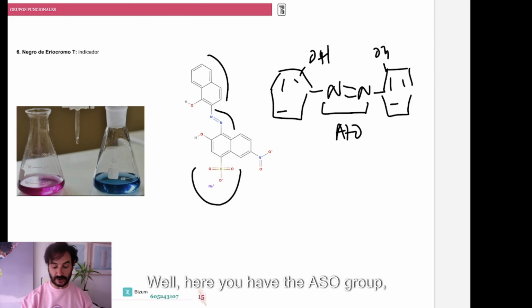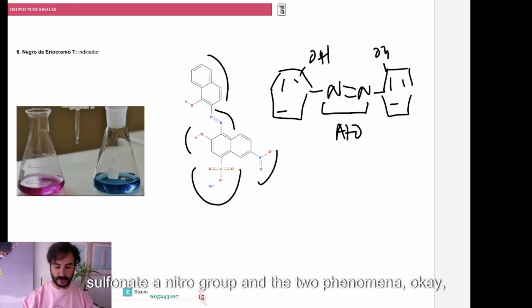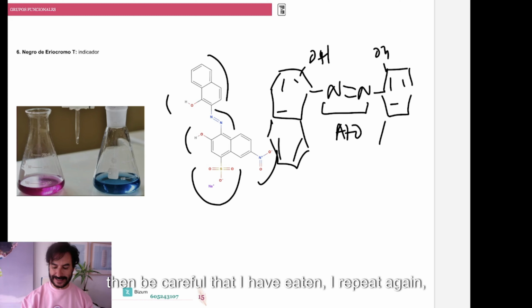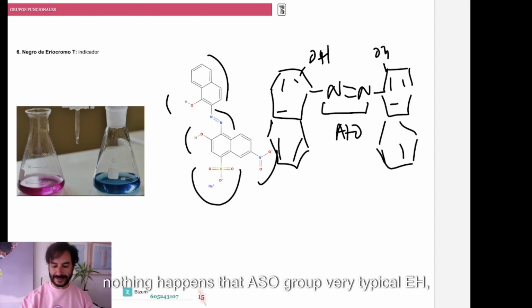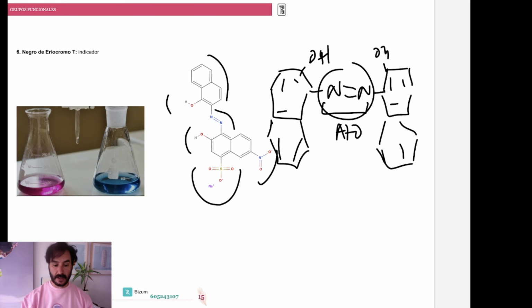Well, here you have the azo group, and here you have the sulfonic group in salt form, sulfonate, and the nitro group, and the two phenols. Okay, be careful, nothing happens, that azo group is very typical. We have that azo group in many indicators.